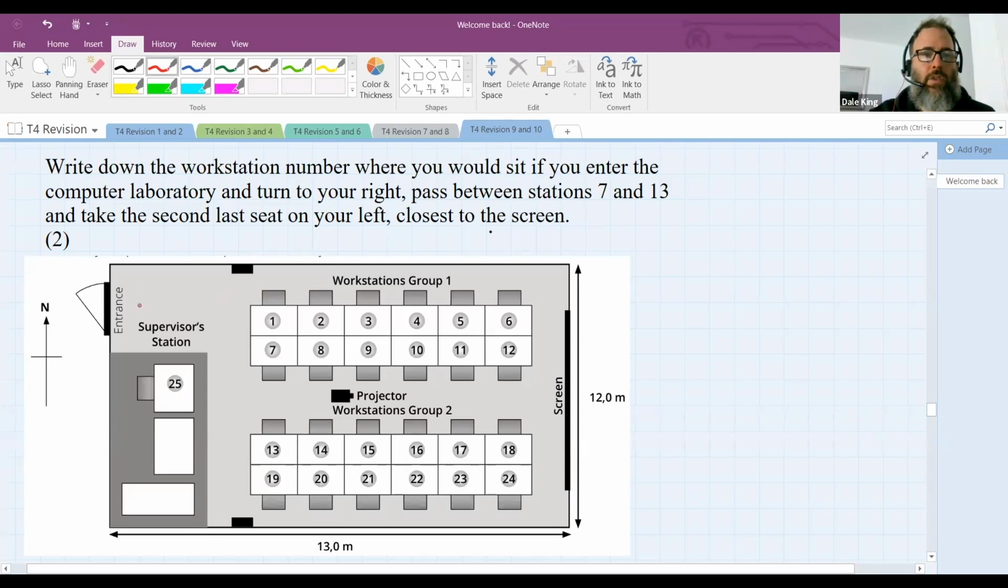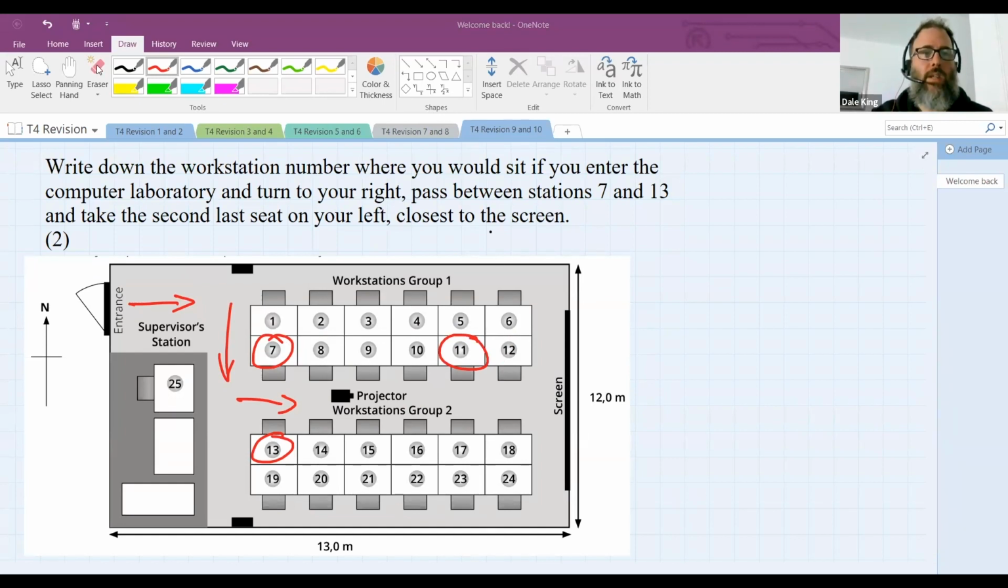All right, so let's follow the instructions. Enter the computer laboratory. This is the entrance here. That's the only entrance. Turn to your right. So we've got to go down. Pass between stations 7 and 13. That's between these two. There's 7. There's 13. We've got to pass between them. Now keep going down here and take the second last seat on the left. So these are all the left-hand seats here. We need the second last one. There's the last one, number 12. We want the second last one on the left. Okay, and that gets you to seat number 11.